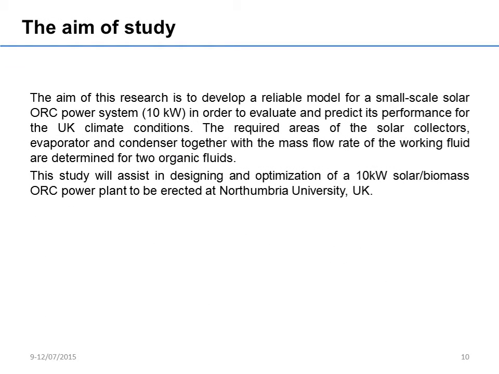The aim of this research is to develop a reliable model for a small-scale solar organic Rankine cycle power system with a capacity of 10 kilowatt in order to evaluate and predict its performance for the UK climate conditions. The required areas of the solar collector, evaporator and condenser, together with the mass flow rate of the working fluid, are determined for two different organic fluids.